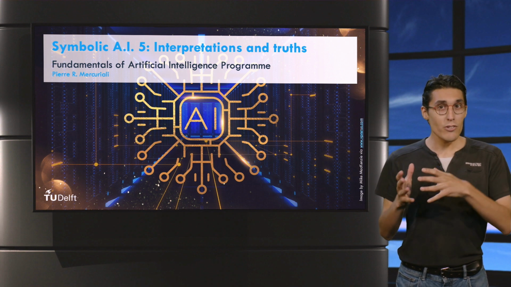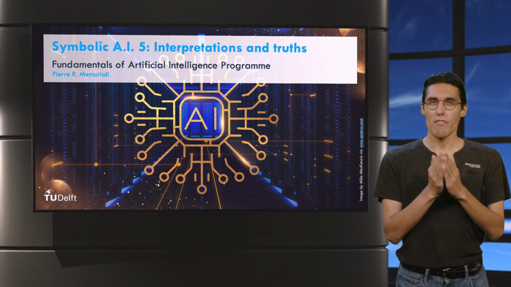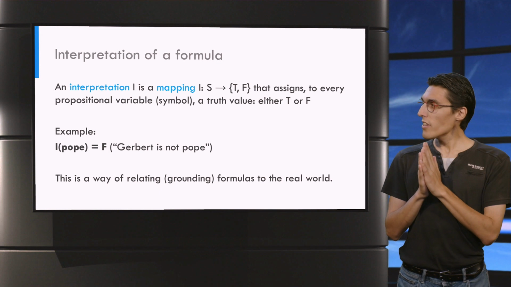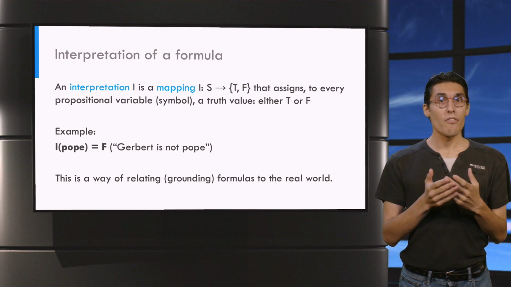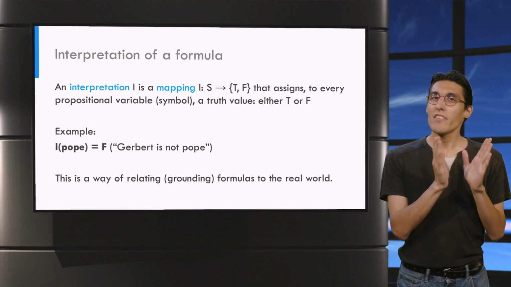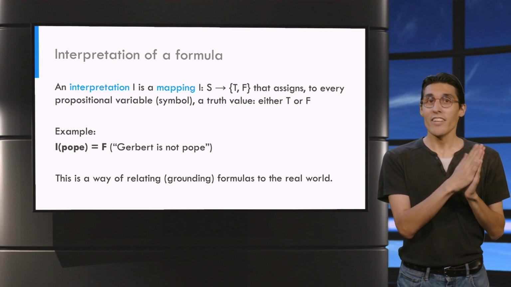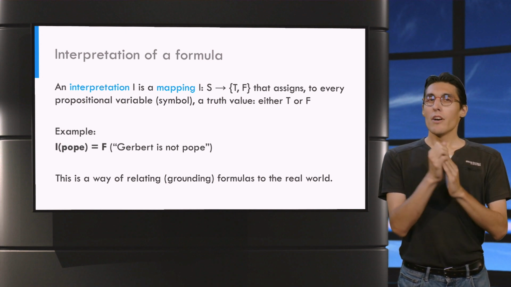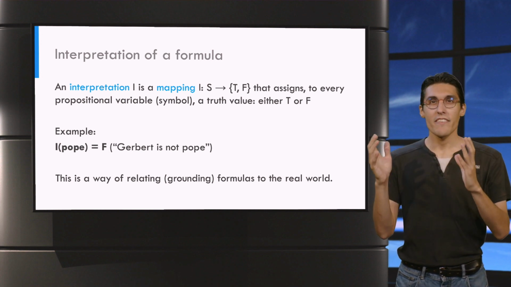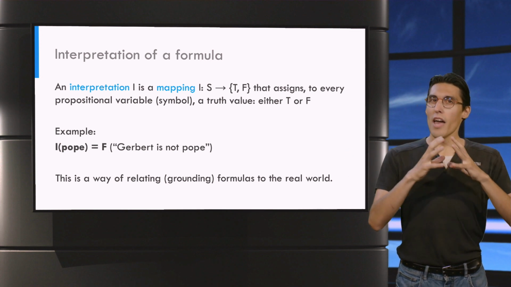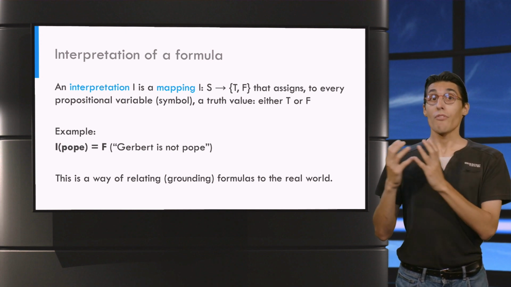Propositional logic is great because we can formally define the notion of interpretation or semantic content of a formula. In propositional logic, there are two truth values, T for true and F for false. Notice that here I am using the same symbols for the constants T and F in our formulas, which is not a coincidence. Now, an interpretation I is a mapping from S to the set {T, F} that assigns to every propositional variable a truth value, either true or false.